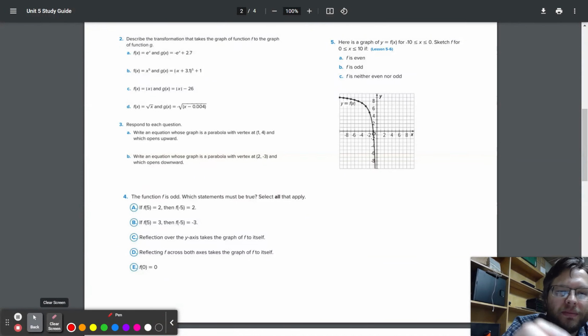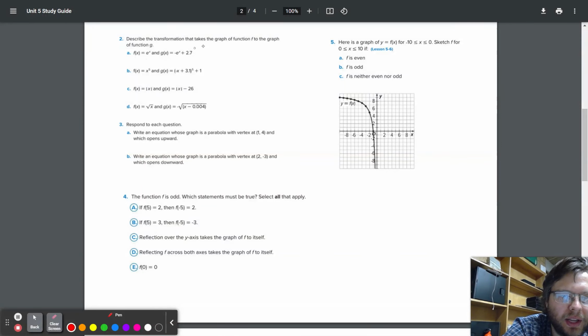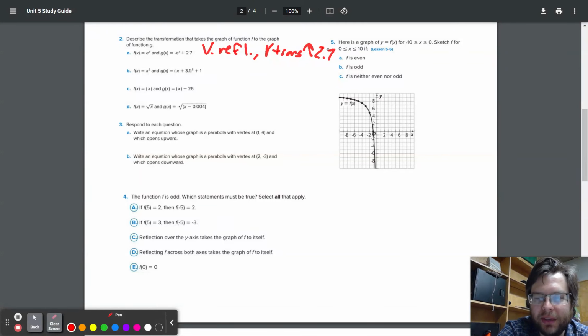All right, describe the transformation here. So I noticed two things in part A. I noticed the negative is a vertical reflection because there's a negative in front of it, and it's a vertical translation going up by 2.7. Kind of abbreviating here because this is a sort of small space. So that's it for part A.